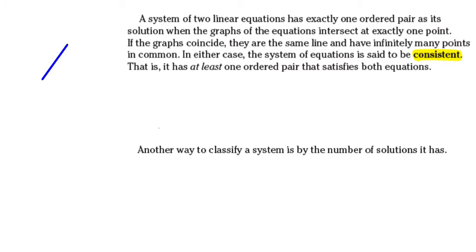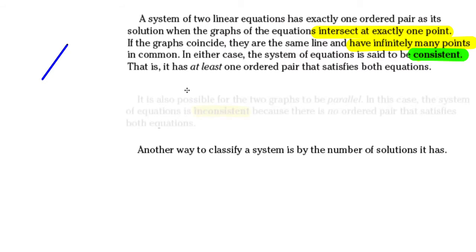So again, let's recall what was just said. If you have a system of equations which intersect at one point, or which coincide and have infinitely many points as a solution, the system is said to be consistent. So that is at least one ordered pair. It has at least one ordered pair that satisfies both equations. Take note of those terms. Those will come out on the test.